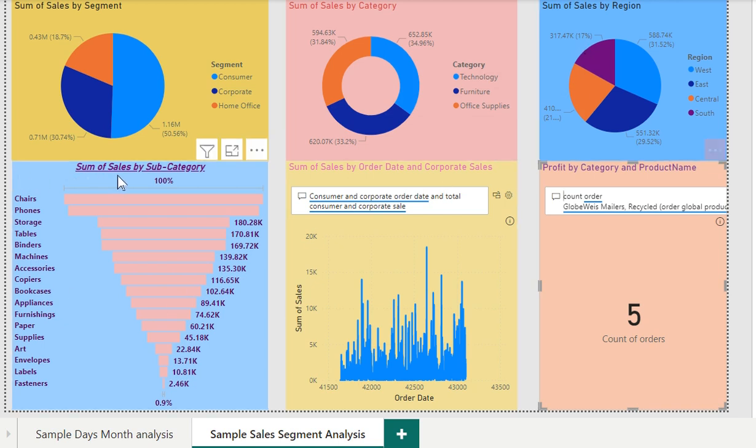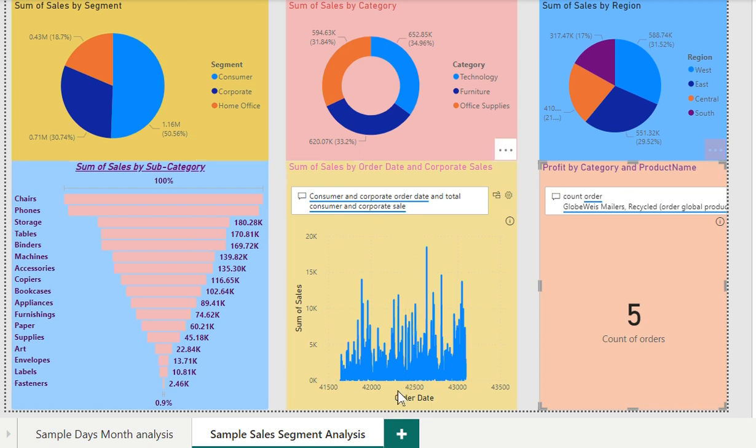And here what we have done is sum of sales by subcategory using a funnel chart. So we can see there is an absolute downfall across the subcategories. We can see the amount of sales being done is very less for fasteners, labels, envelopes, art and supplies, and we can see a slight increase in the sales for chairs, phones, storage, tables, binders. These are the subcategories under these categories. So we can clearly see the maximum graph is occupied under the furniture as well as the technology category, right?